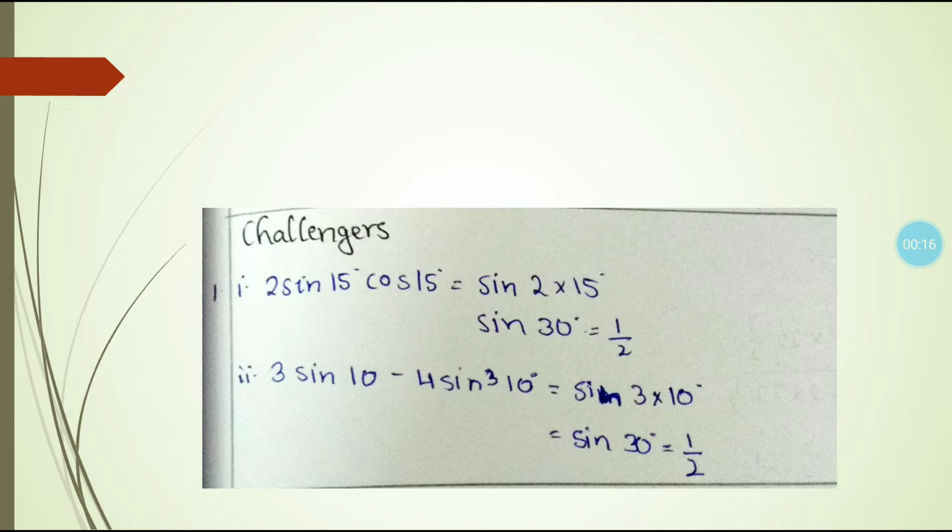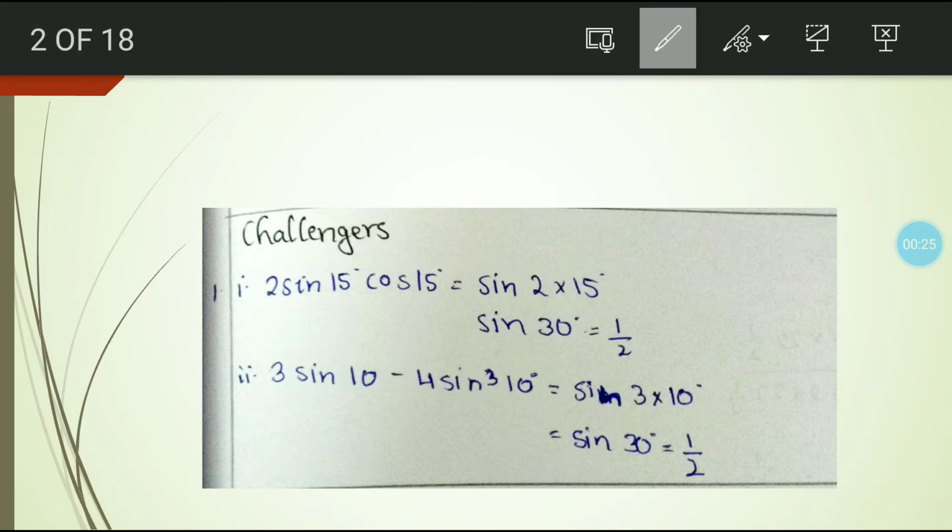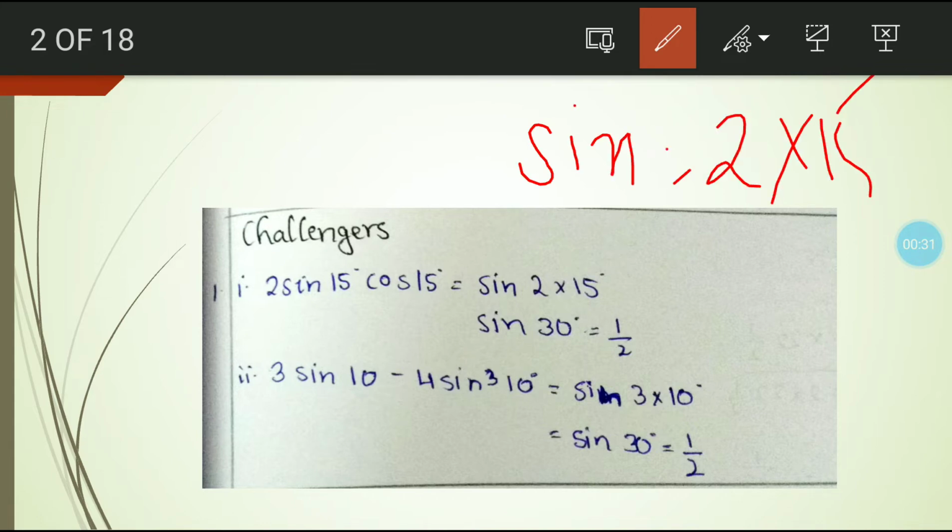So, challenges. First question. In first main, okay? 2 sine 15 cos 15 is nothing but sine 2 into 15. What is 2 into 15? That is nothing but 30. Sine 30 is nothing but 1 by 2. Like that only we should do second main also.